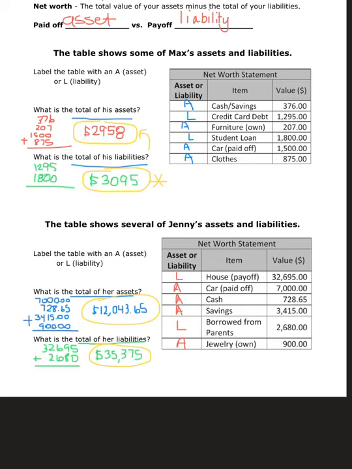So one more time, an asset is something you own, something that is paid off. A liability is something that you owe or something you have to still pay off.